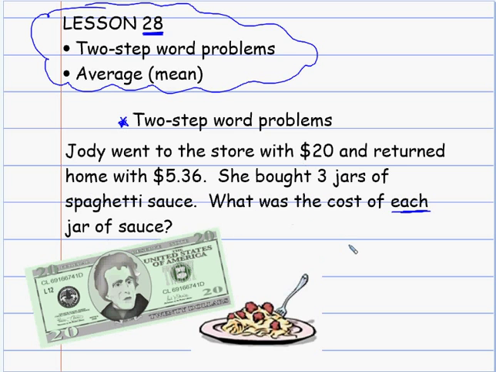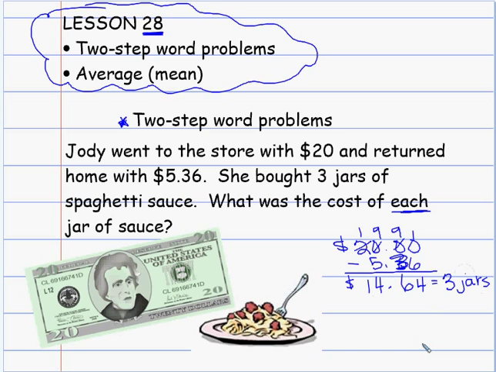So you're right, you would need to subtract $20 and $5.36. So we need to do that, because this is how much I paid, this is how much change I had, so I need to know how much the 3 jars of spaghetti sauce cost. So we need to do all this borrowing very carefully, and we end up with 3 jars of spaghetti sauce will cost $14.64.